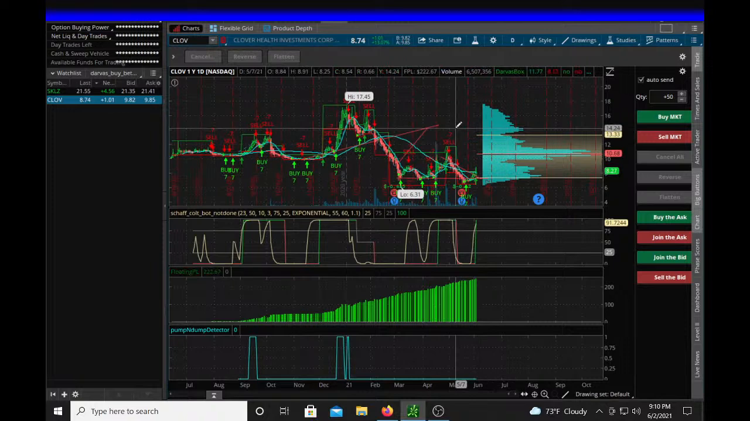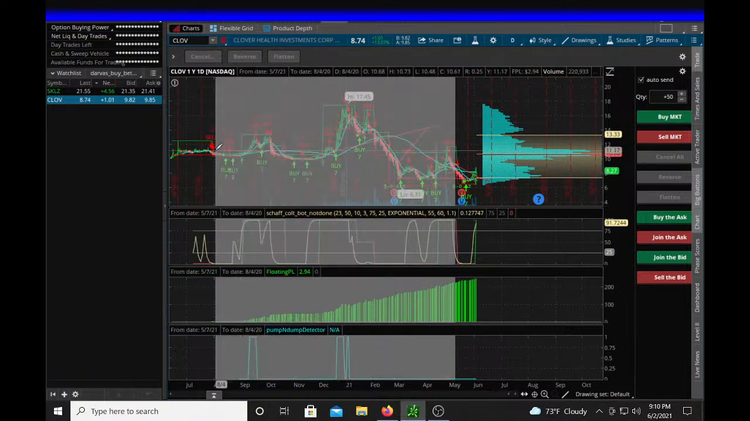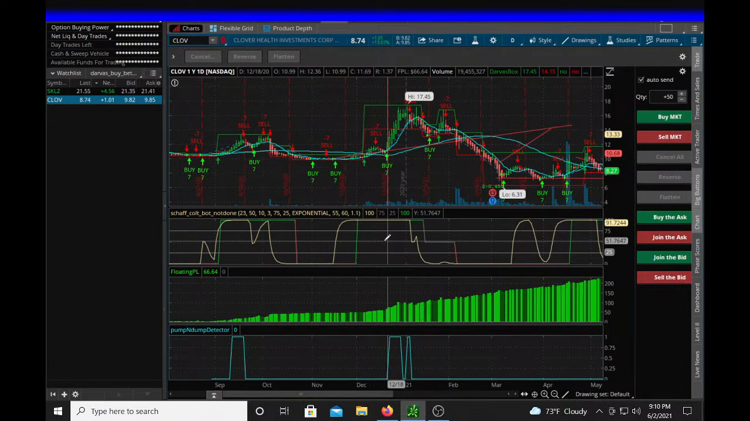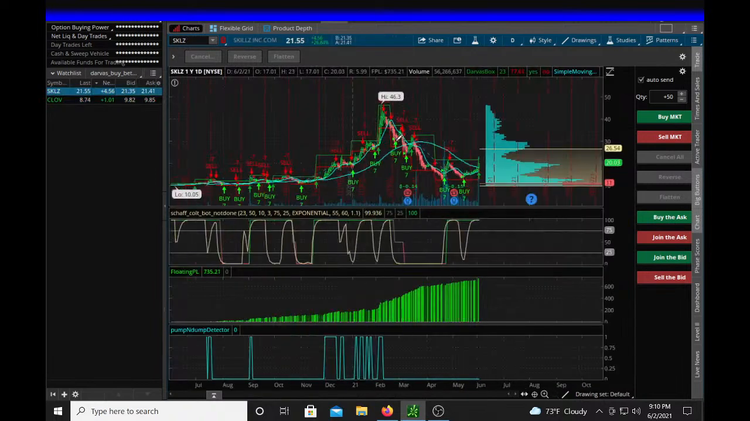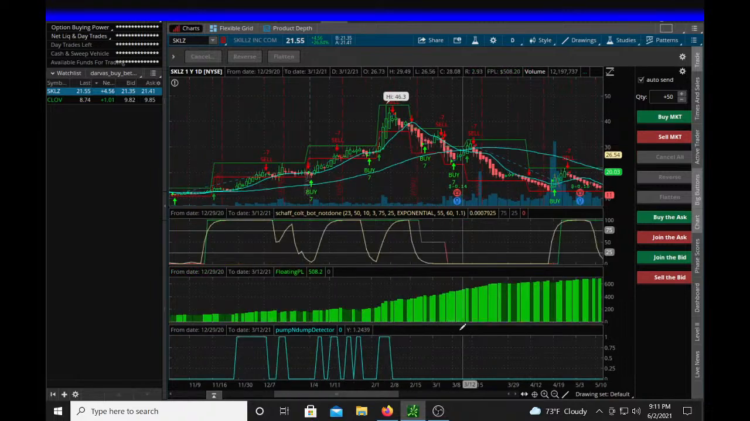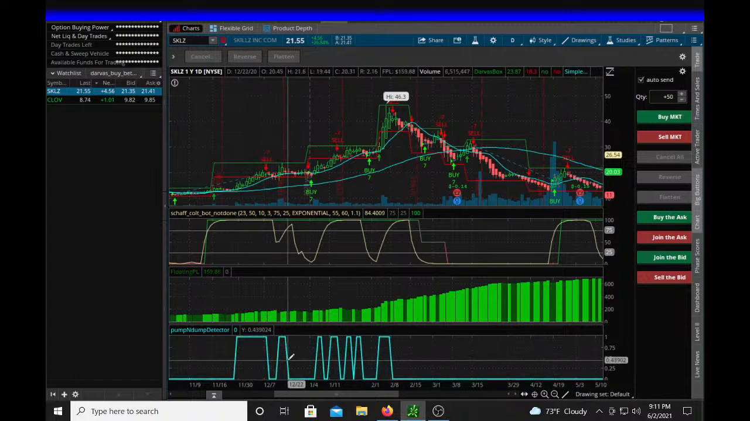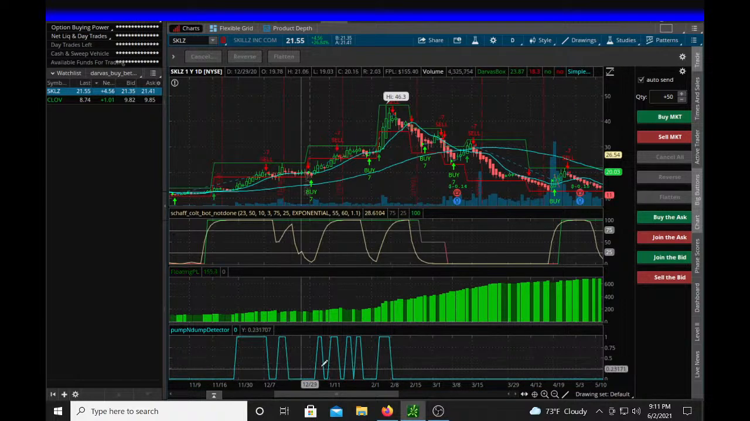So you take a look, and this scan does find the pumps and the dumps, whether it's in Clove, whether it's in Skills, whether it's in, say, GME, any stock, it'll find if it's being pumped up. All right? So it does work. And it lets you know when it's about to dump off, too. As you see, it starts to dump off, gets flat, tells you, get out.